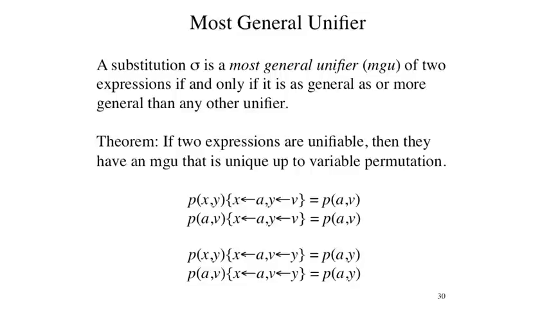Now, it's possible for two expressions to have more than one most general unifier. However, even though this is the case, all of the most general unifiers are structurally the same. In other words, they're unique up to variable renaming. For example, P of x and P of y can be unified by either the substitution x gets y, or by the substitution y gets x. And either of these substitutions can be obtained from the other by applying a third substitution. It's not true of those unifiers we saw earlier.